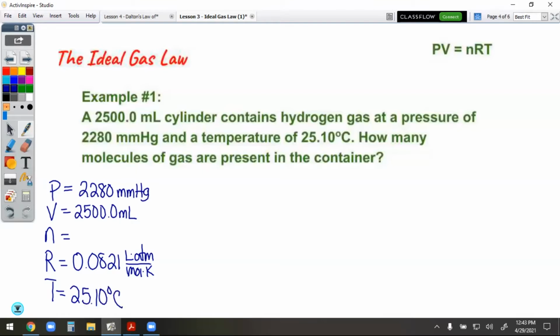In this case, the question is asking us to identify the number of molecules in the container. Now, you might recall from our map earlier on in the school year that before we can get to molecules, we have to get to moles first. So moles is our unknown in this problem. Okay, let's take a look at the equation for the ideal gas law and solve for our unknown variable, moles.